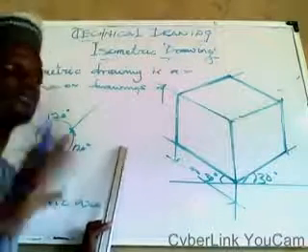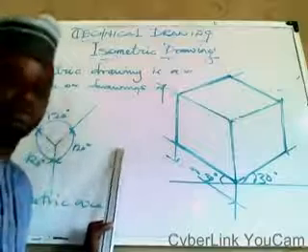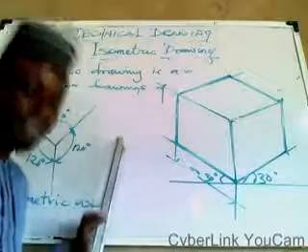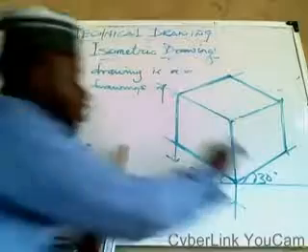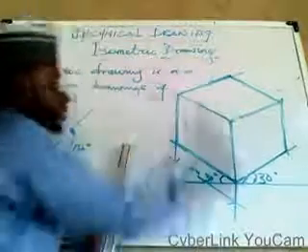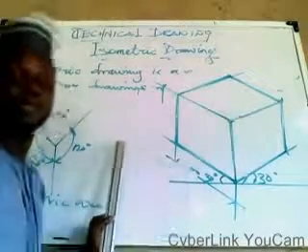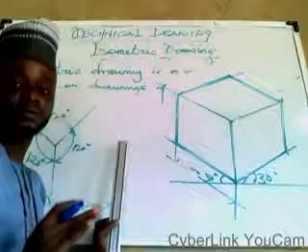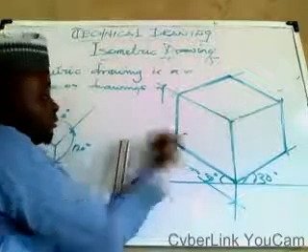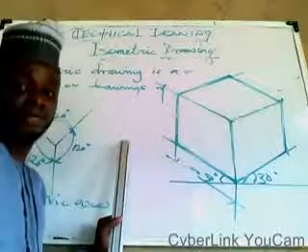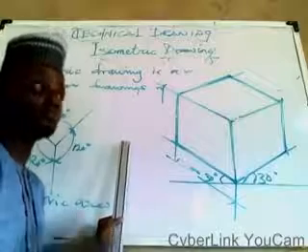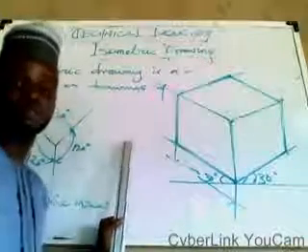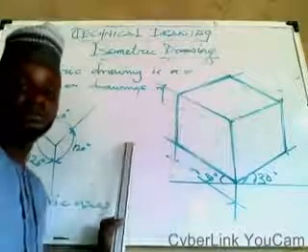Any figure, any image that you are asked to draw in isometric, it must be drawn at an angle of 30 degrees. And all the receding lines must be parallel to each other. Don't forget that in technical drawing we are dealing with lines. It's a language where we use lines to say something to the entire world.